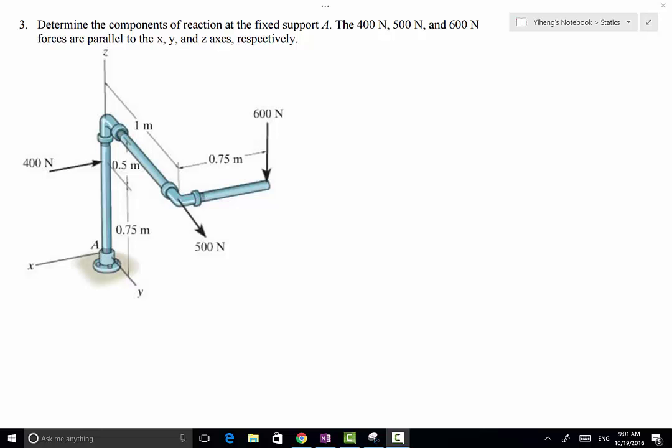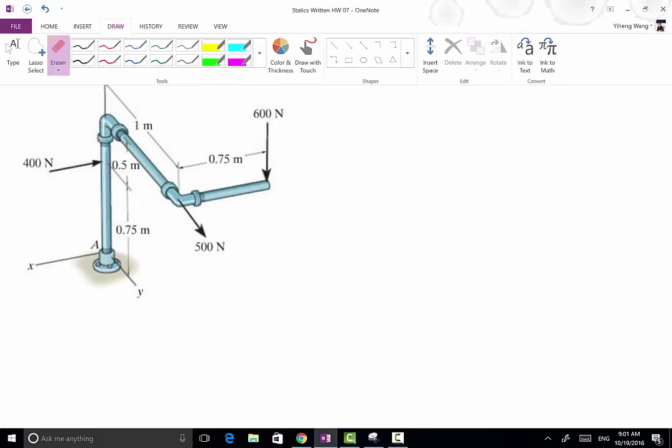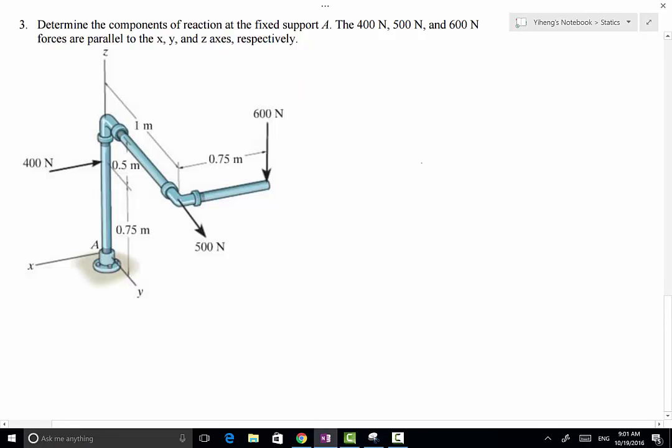In this problem, we have a piping structure, and it is subjected to several forces, but it is only supported by one fixed support at point A, and we need to determine the support reactions at point A. So again, the coordinate system is given. We start with drawing the free body diagram.